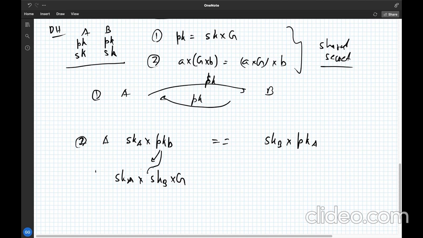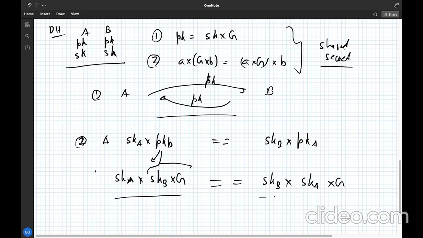So I'm expanding this over here. And this can be written as secret key of B into public key of A, which can be written as secret key of A into G. And as you can see, these two values are actually equal. So just by exchanging public keys between each other, both A and B can now come up with a shared secret between the two that only they know.